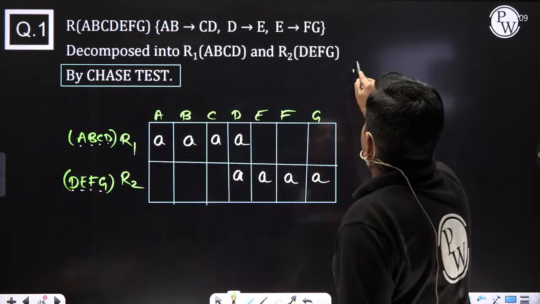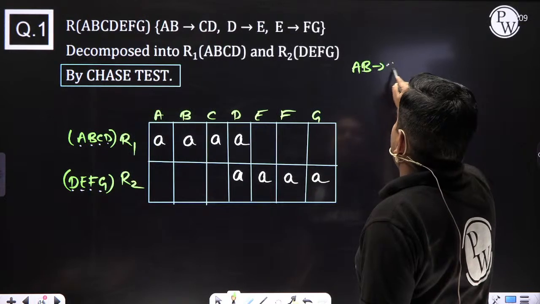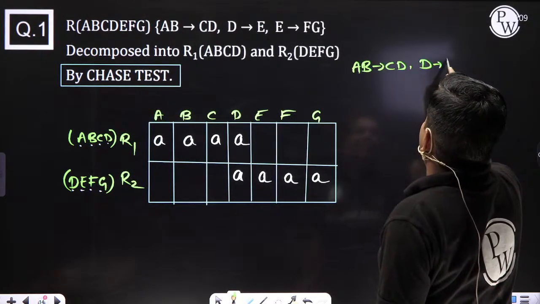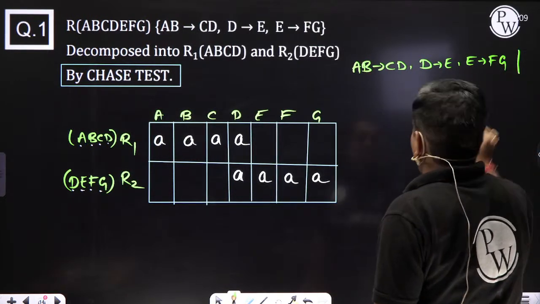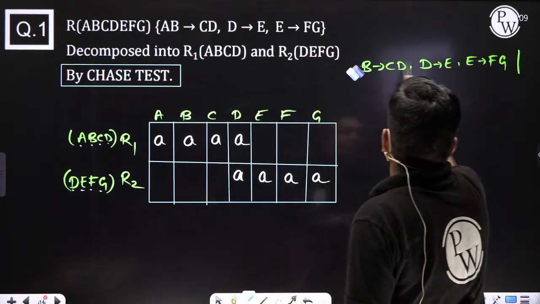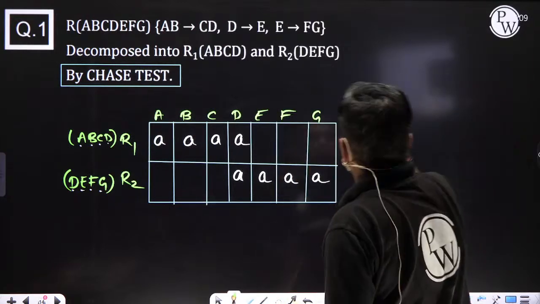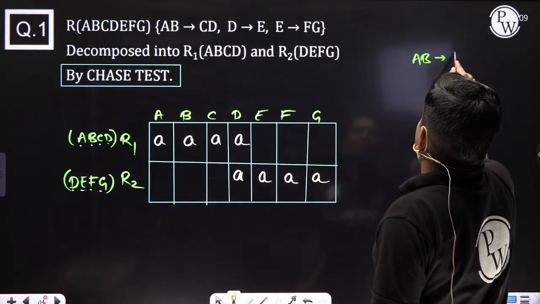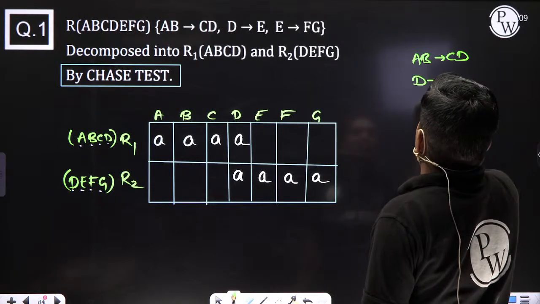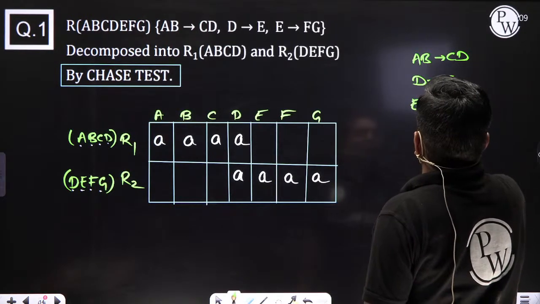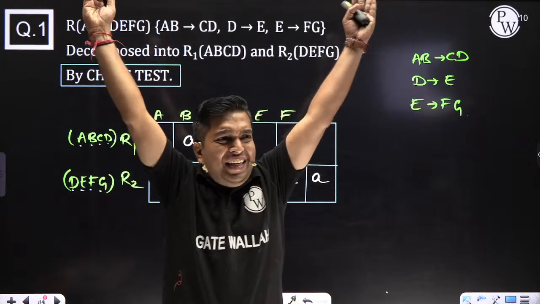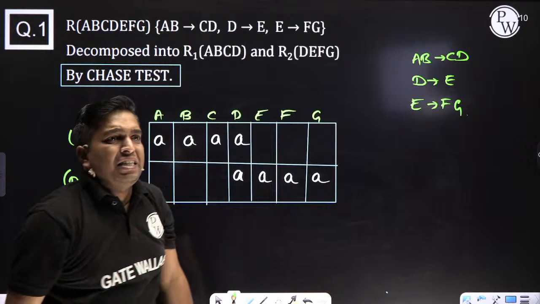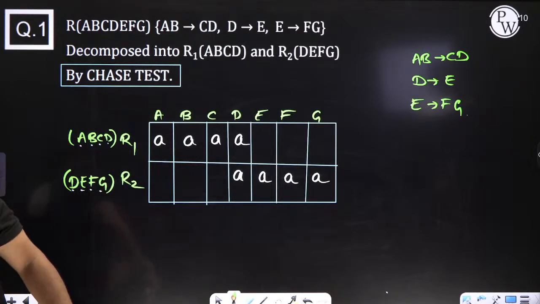my dear, I will take each and every FD and check: am I able to fill or not? AB tends to D, D tends to E, E tends to FG. Each and everyone acknowledge fast.